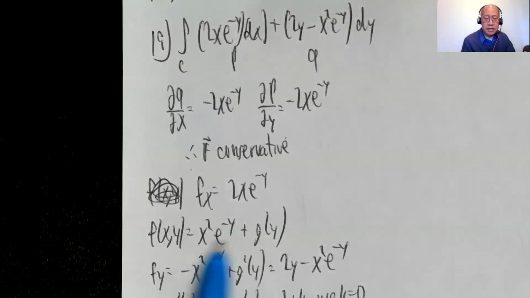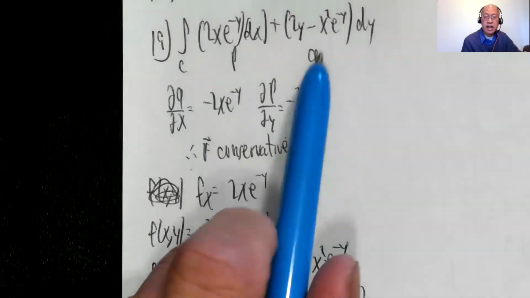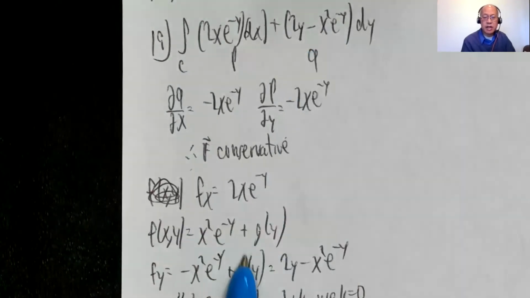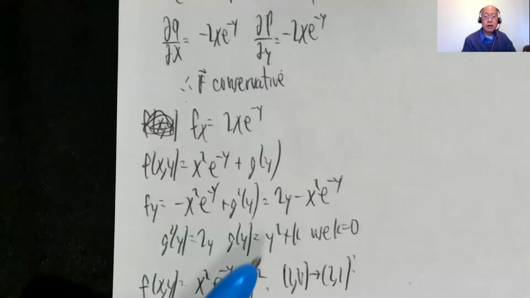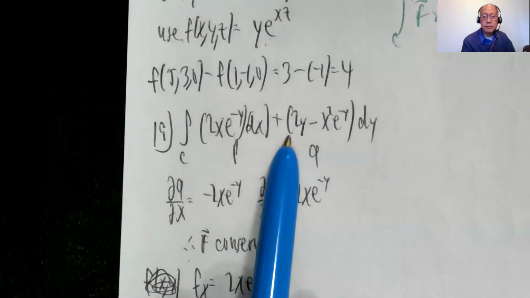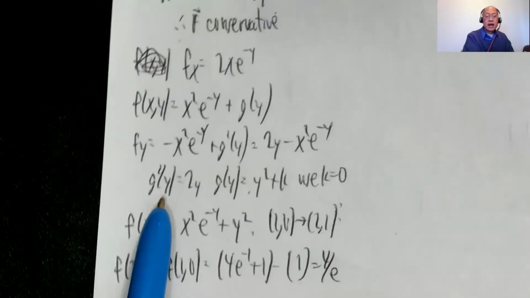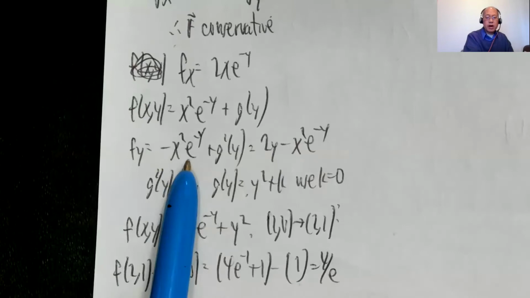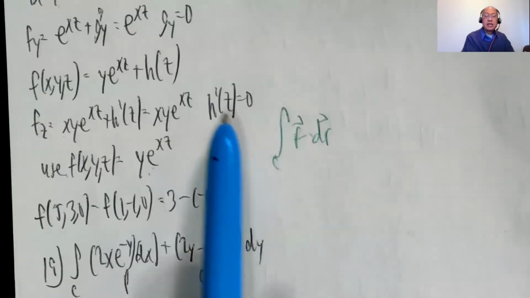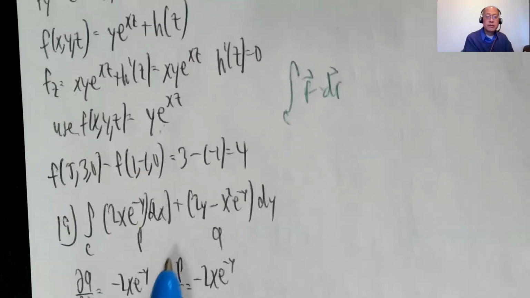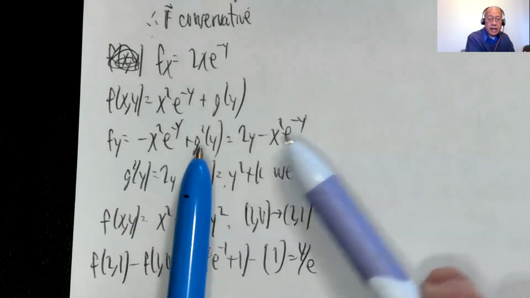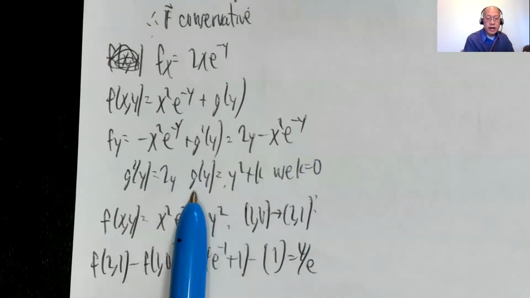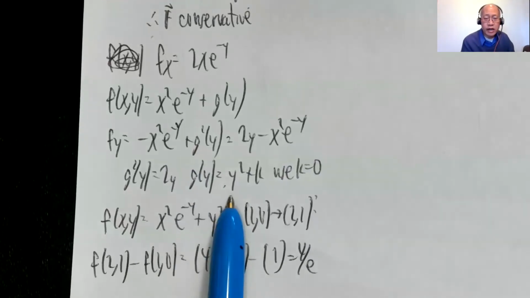Differentiate with respect to y. Same thing times negative 1. Negative x squared e to the negative y. I've got to set it equal to negative x squared e to the negative y, and this has a g prime of y. Oh, I'm sorry. Yeah, this is our first instance where it's not trivial. I have negative x squared e to the negative y plus g prime of y is equal to 2y minus x squared e to the negative y. So that's the same as that. That forces g prime of y to be 2y, which means g of y is y squared plus k.